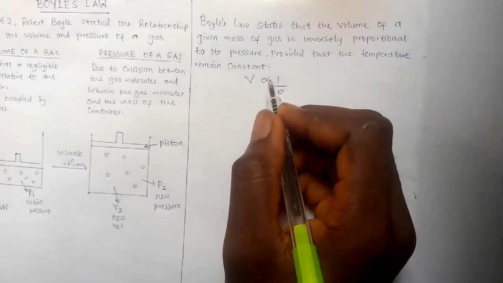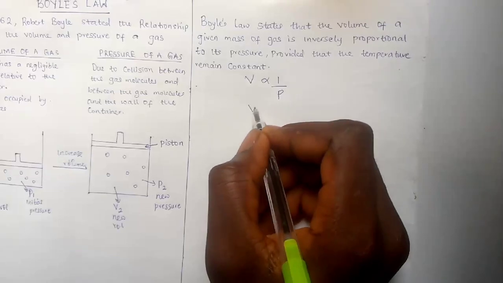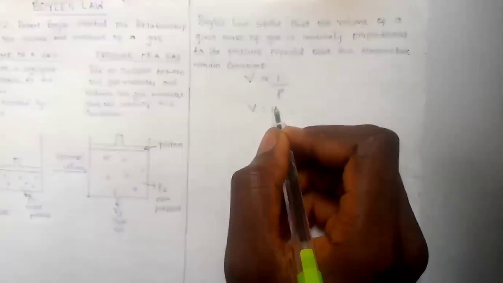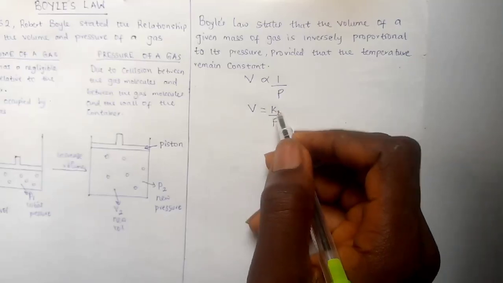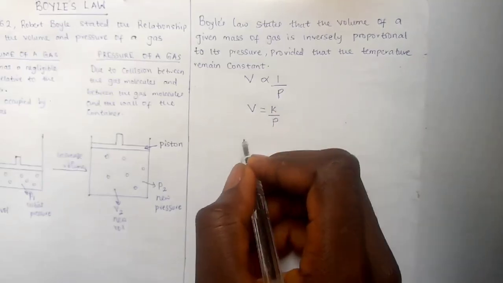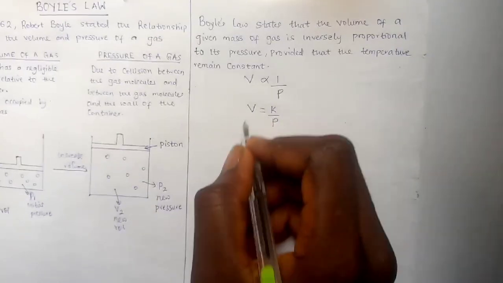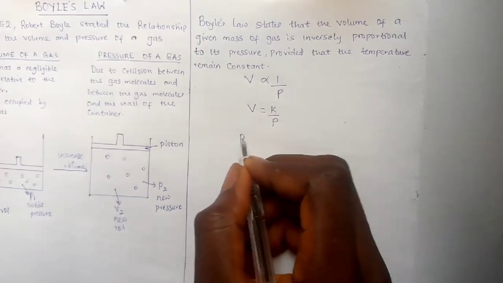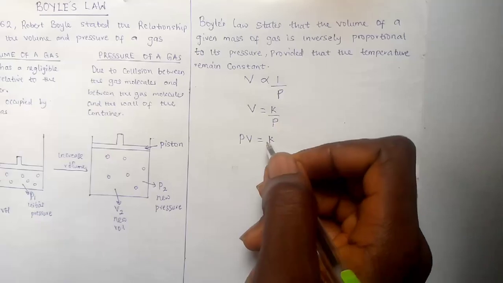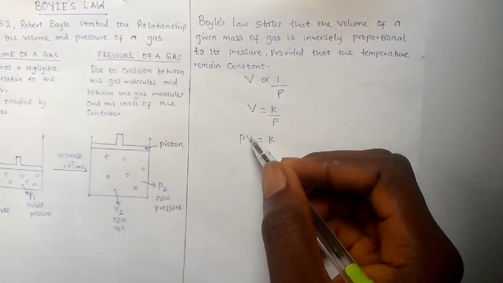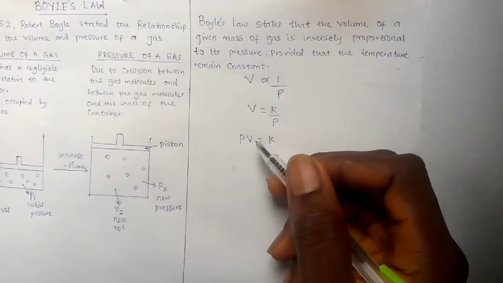And to remove this proportionality sign, we have that V equals K over P, where K is the constant of proportionality. And doing that, when we cross multiply, we have P times V giving us PV equals K. So this is the relationship between pressure and volume.